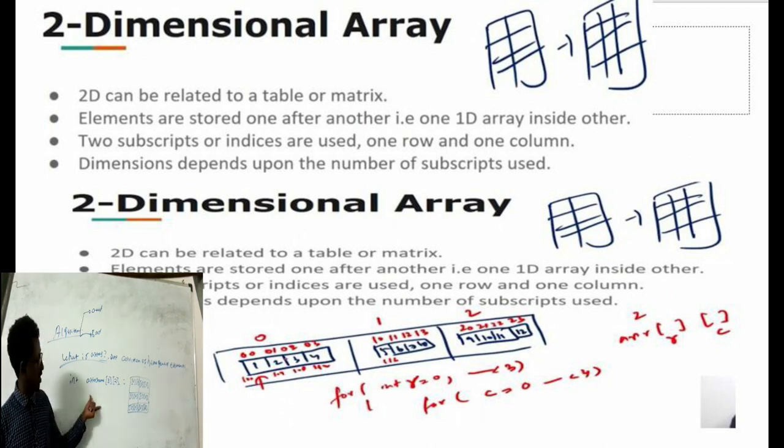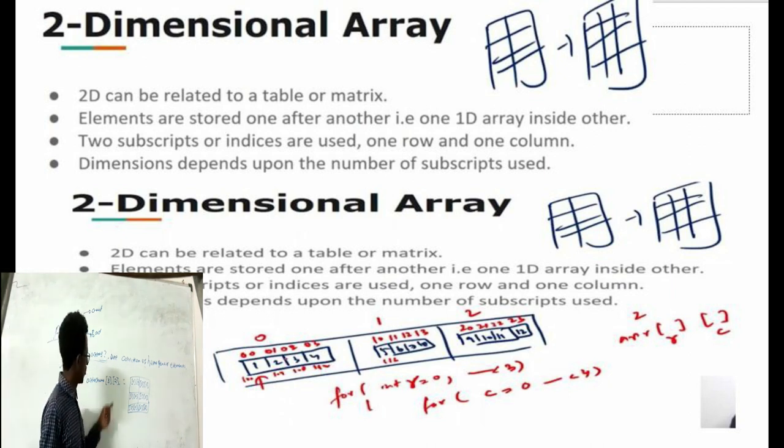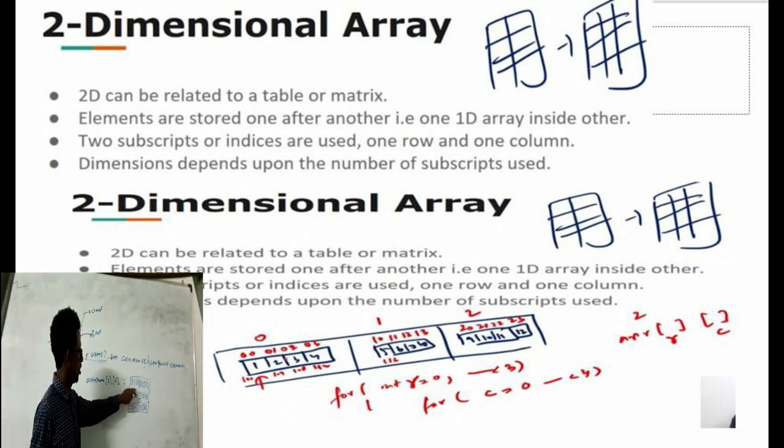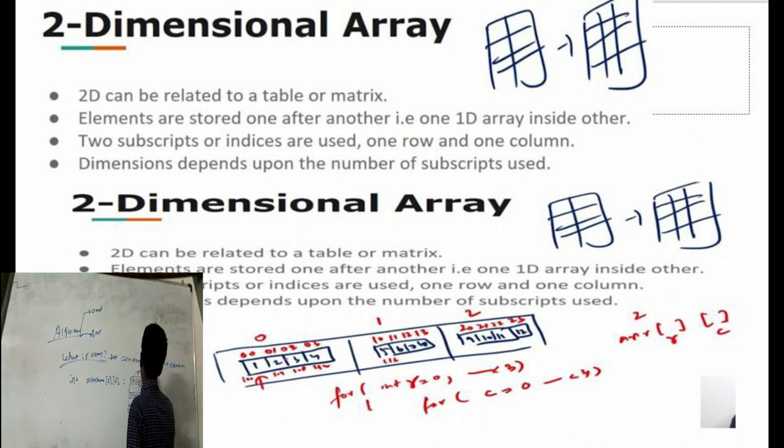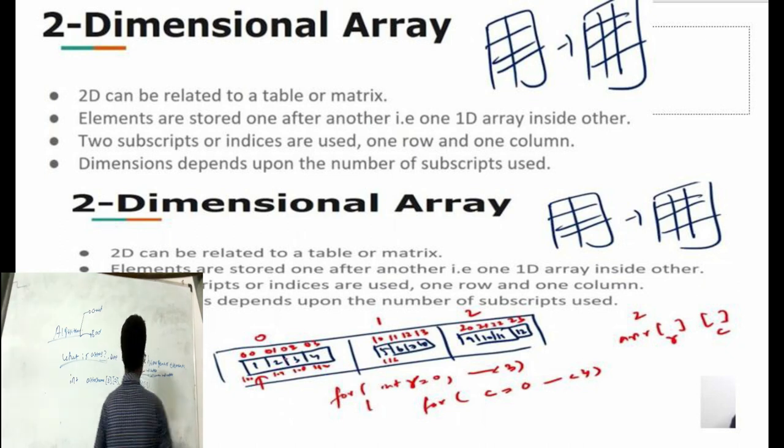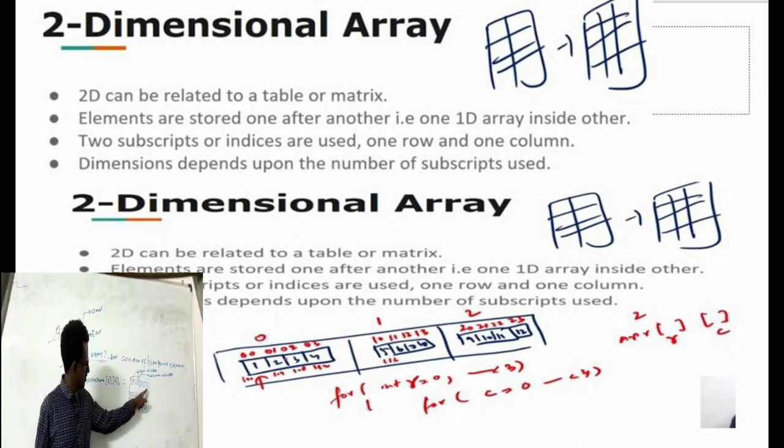This is what a two-dimensional or 2D array looks like. To access each element in a 2D array, we use two subscript numbers. The first one is the row indicator, and the second index is the column indicator. So this is a row, this is a column, this is a row, this is a column, and so on.